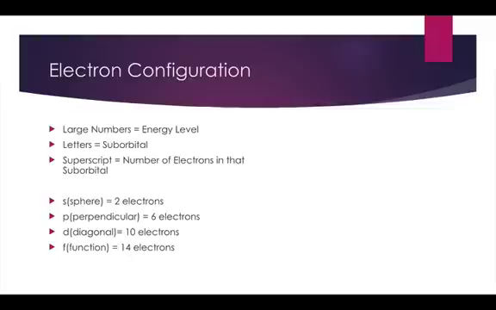Now, every suborbital can only hold so many electrons. S, for example, or sphere, can only hold 2 electrons. P, or perpendicular, can hold 6. D, or diagonal, can hold 10. F, or function, can hold 14. And I'll go over these on the next few slides as to what order they get filled.